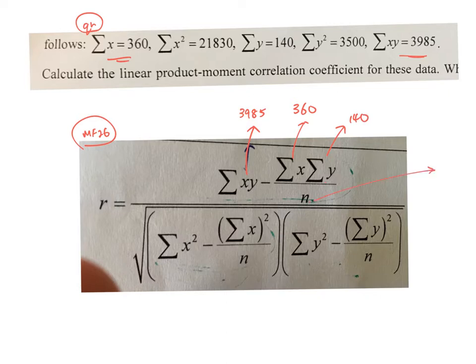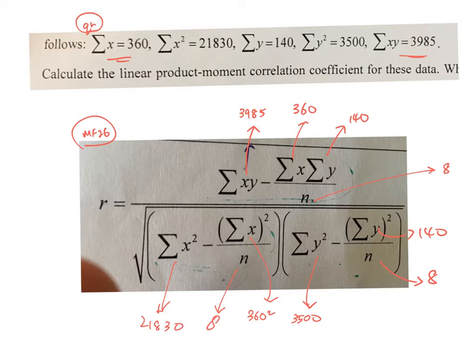Remember we were talking about 8 sets of data, so n is equal to 8. The summation of y is 140. I'm just being very slow and step by step here. If you find me very boring, you can actually fast forward and just ignore this part of the video. Squared again, this is 8. The summation of x squared is 21830.